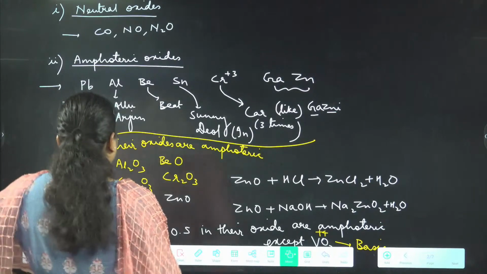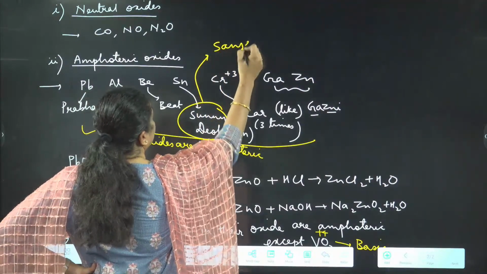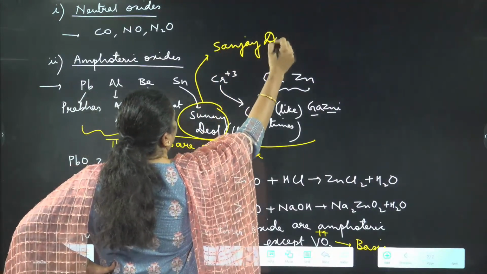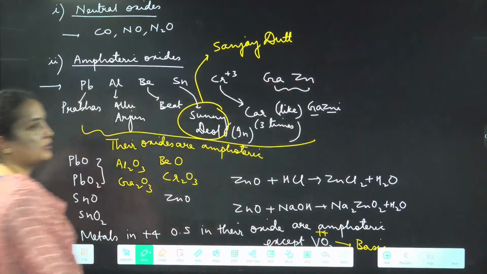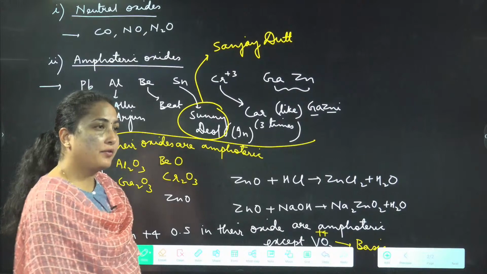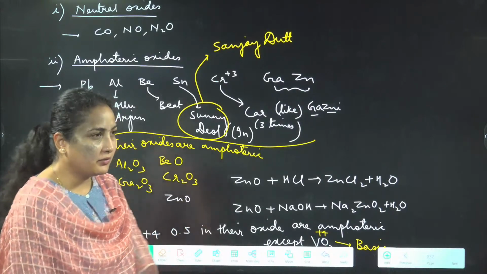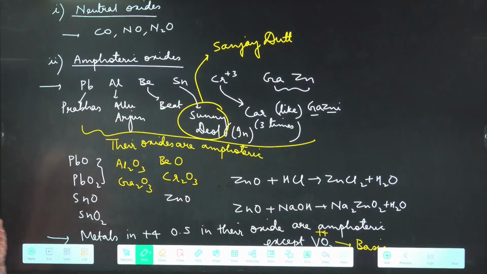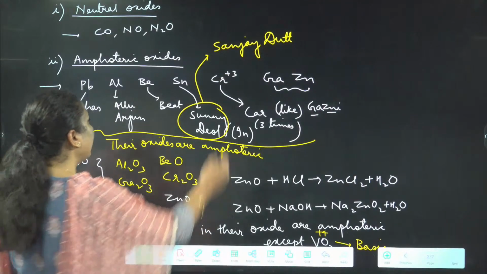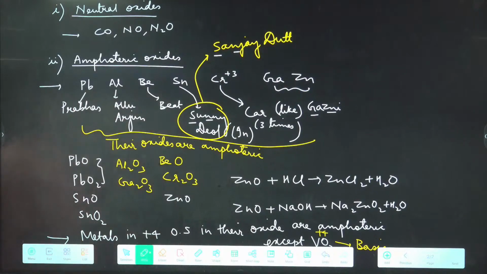If you're not able to relate with this Sunny Deol, you can also switch to Sanjay Dutt. And everybody knows him. He was in the KGF 2 movie, right? So whichever, I just want you to remember the element, that's all. So Sn, here also it was Sn, tin. I hope we are done writing this.